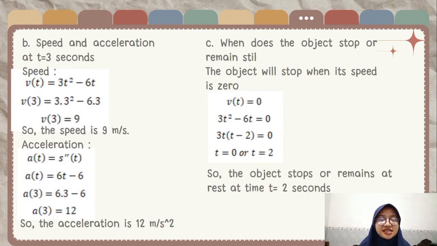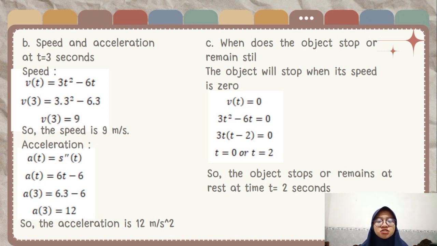b. Speed and acceleration at t = 3 seconds. First, we should know the speed. v(t) = 3t^2 - 6t. And we substitute t = 3 and we get v(3) = 3 times 3^2 - 6 times 3 = 9. So, the speed is 9 meters per second.